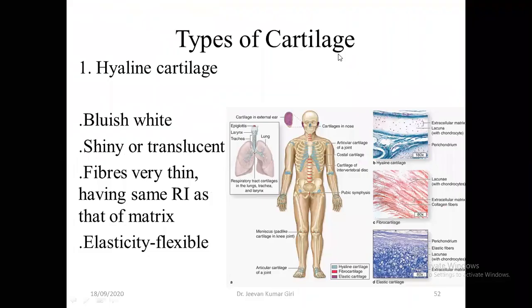So hyaline cartilage, that is the most abundant cartilage in your body. In most places you will find the hyaline cartilage in your body. If you see the color of the cartilage, it has a bluish white appearance. Then if you see the appearance, it is shiny or translucent.